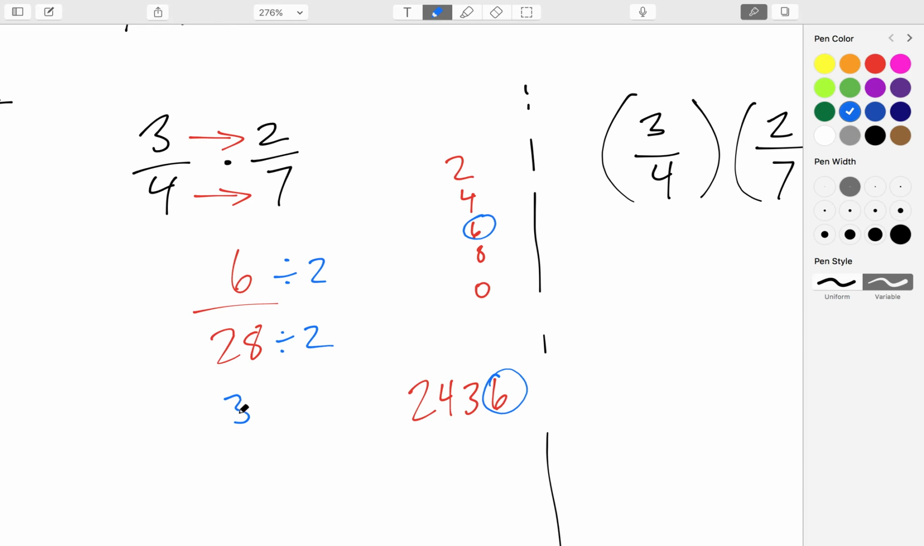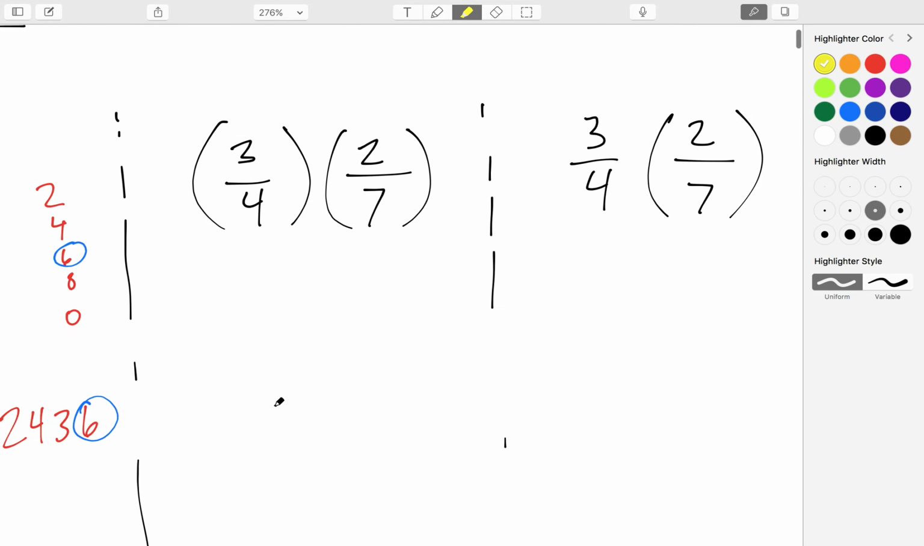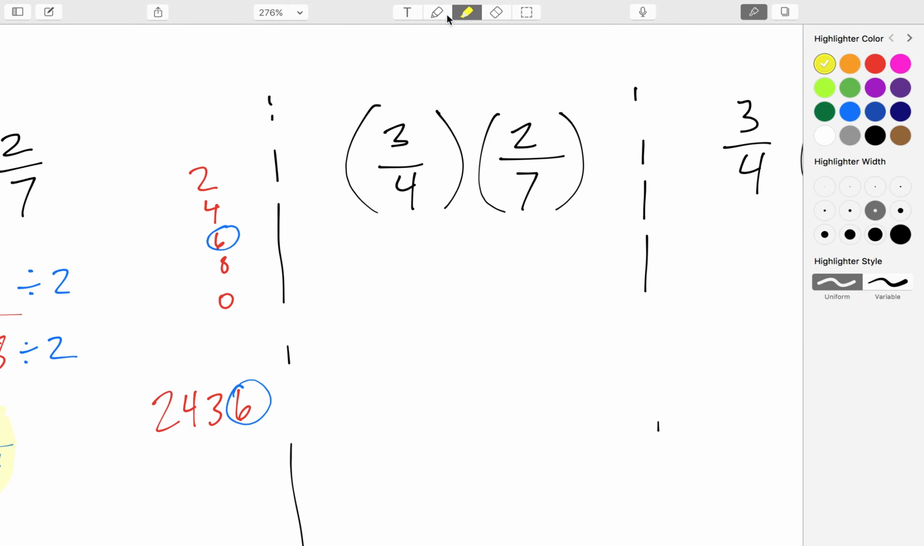2 goes into 6 3 times. 2 goes into 28 14 times. This is not an even number. 14 is, but since they're not both even numbers, you know you cannot simplify it. So 3 over 14 is your answer. Let's go to the second one on the first page.